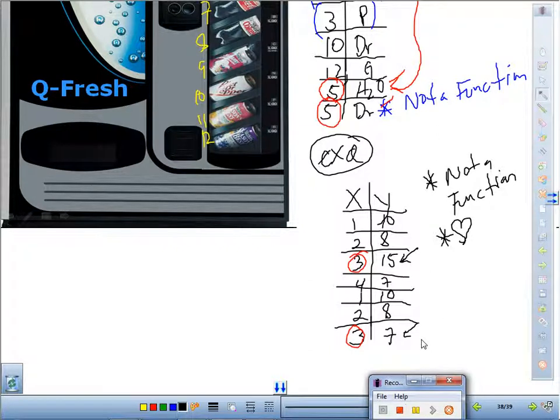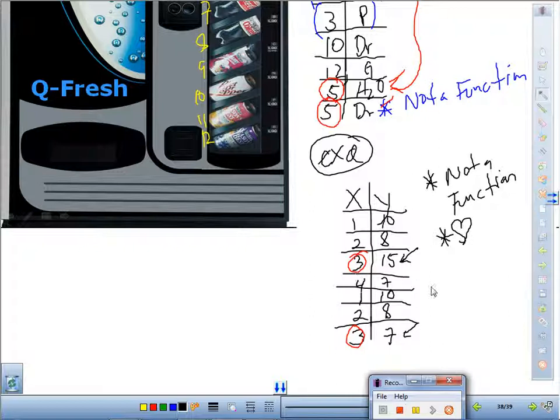So once again, this is not a function. So then if it's not a function, what is it? A relation. Okay? If it's not a function, it's a relation. What did we say a relation was? A collection of ordered pairs. Here's 1, 2, 3, 4, 5, 6, 7 ordered pairs. That's why it's called a relation. Are we there? All right.